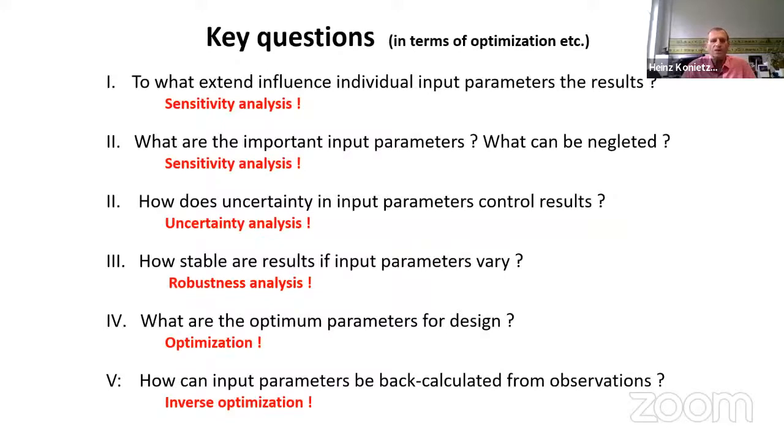The first is, to what extent do the individual input parameters influence the results? This can be answered by a sensitivity analysis. What are the important input parameters? What can be neglected? This can also be answered by a sensitivity analysis. How does uncertainty in input parameters control results? Uncertainty analysis. How stable are the results if input parameters vary? This can be investigated via robustness analysis. What are the optimum parameters for design? This can be answered by optimization. And we can also use inverse optimization to back analyze the input parameters based on observation or measurements.